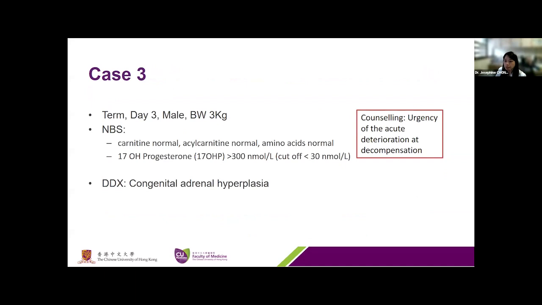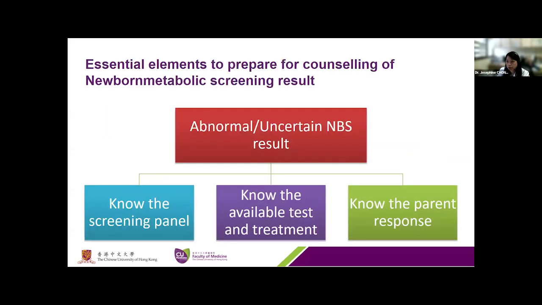And the third example is this term baby presented with 17-OHP more than 300. So we suspect congenital adrenal hyperplasia. So again, the counseling is that we need to let the parents understand the urgency of the acute decompensation, that the patient may deteriorate acutely with salt losing episodes. But before that, the patient apparently could be asymptomatic. So we do encounter patients that refuse to come, and then with repeated counseling, actually all of them will agree to come back to the hospital to get a double check.